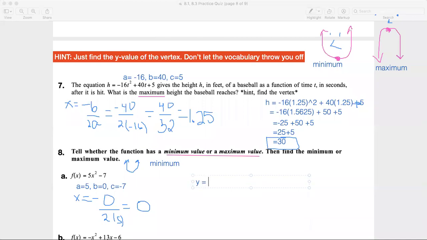Even more so, that means I get to plug 0 into the equation. So y equals 5 times 0 squared minus 7. I love 0. 0 squared, 0, that goes away. I'm just left with a negative 7. So that means my minimum value is negative 7. Guys, just because it's a minimum does not mean it has to be negative. Just because it's a maximum doesn't mean it has to be positive. Don't associate those. Minimum means facing up. Maximum means facing down.